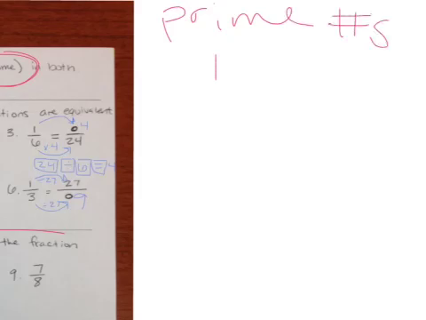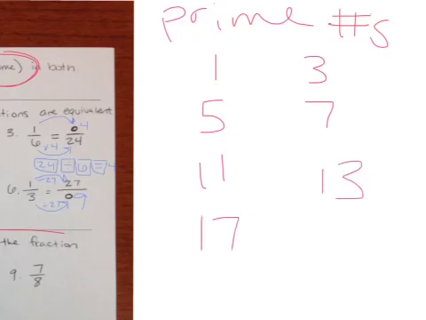Prime numbers are numbers like 2, 3, 5, 7, 11, 13, 17, 19. We could keep going, but they're not every odd number, and they can only be divisible by 1 and themselves. So 7 you can't cut in half, 11 you can't cut in half, and 19 you can't cut in half.